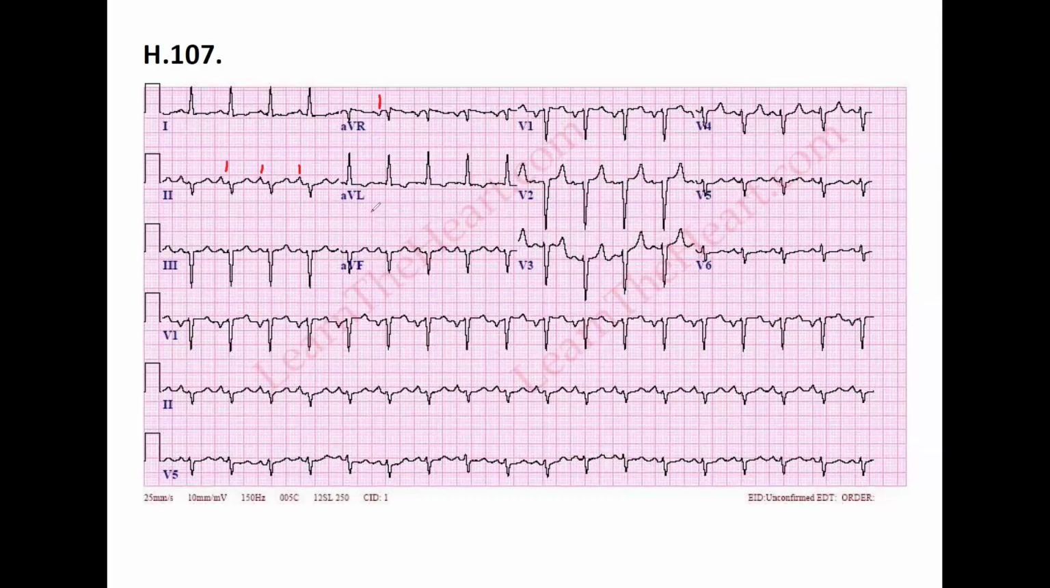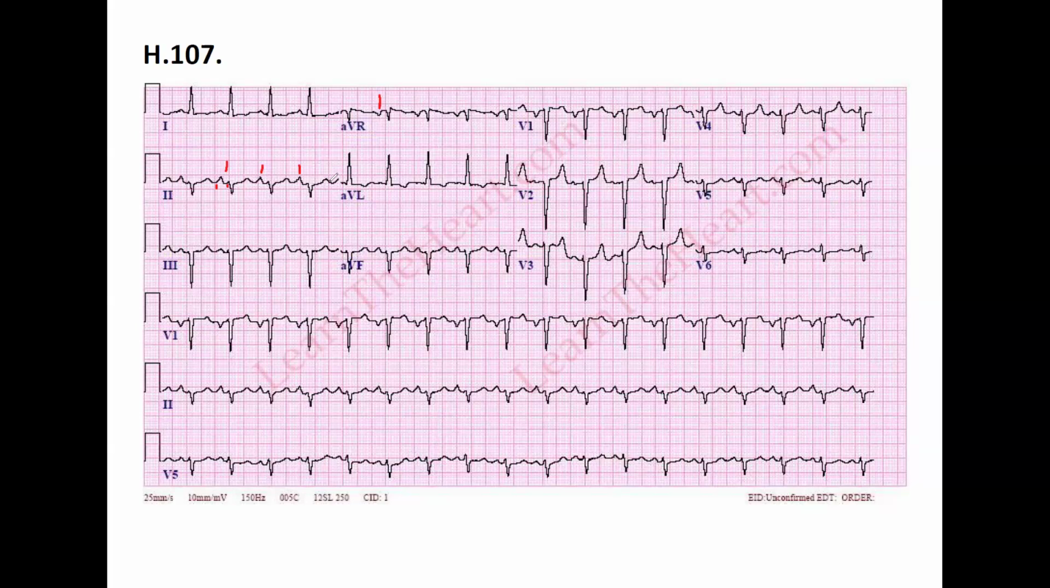Next one, PR interval. Look at the PR interval. This is less than 0.2, so that's normal. So there is maybe no AV block. Good. Let's go to the QRS complex. Is it wide or narrow? They are narrow. Good.